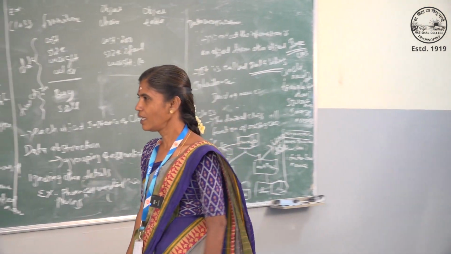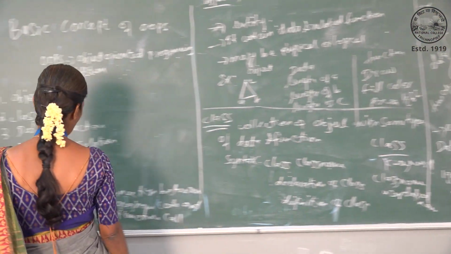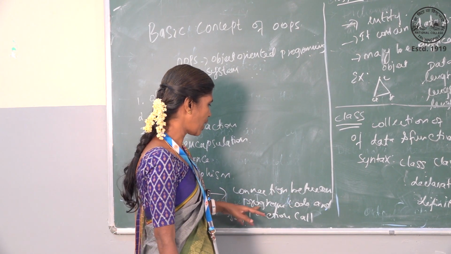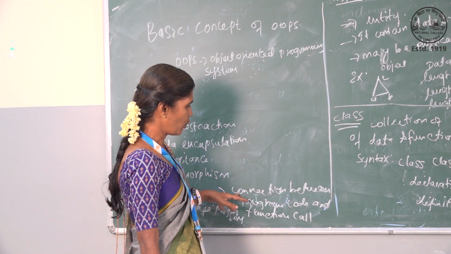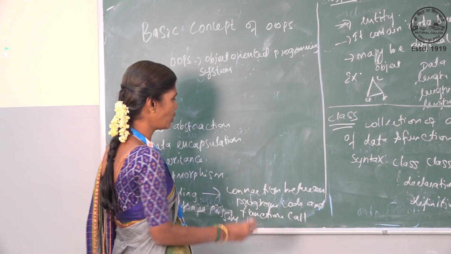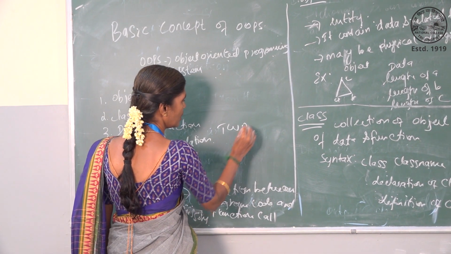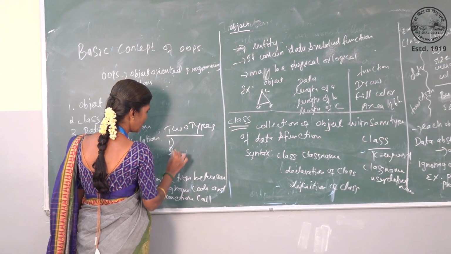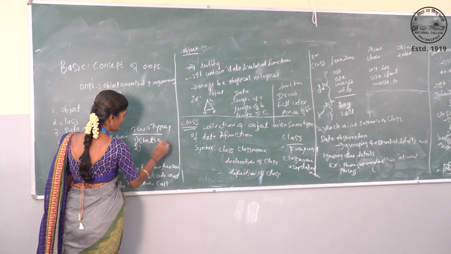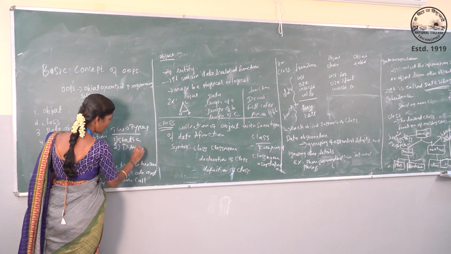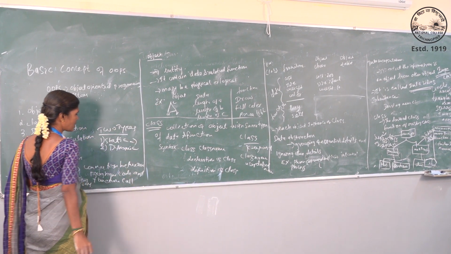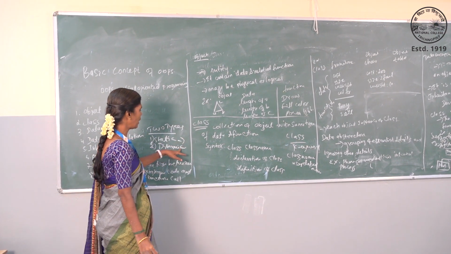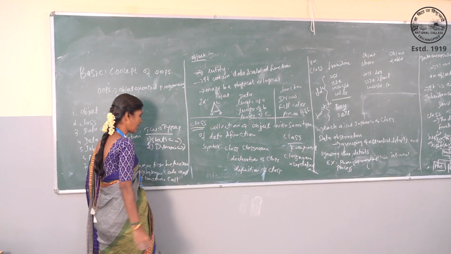Next title is binding. Binding is a technique that connects the program code and the function call. There are two types: static binding and dynamic binding. Static binding is a connection at compile time. Dynamic binding is a connection at runtime.